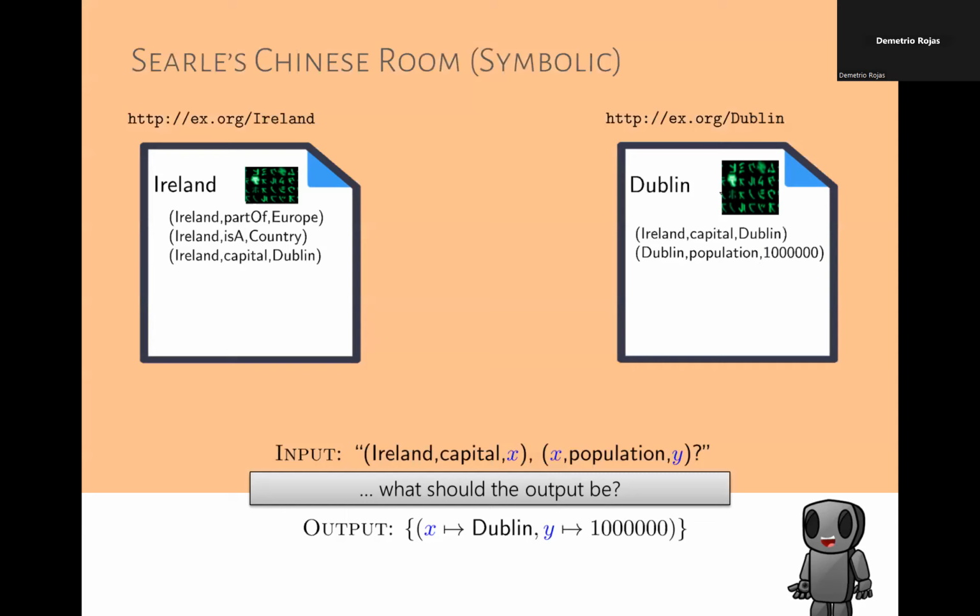So what are we doing in the human world? Well, we have our three triples here: Ireland part of Europe, Ireland capital Dublin, Dublin population 1 million. And our question is Ireland capital X, X population Y. So we're asking what is the population of the capital of Ireland. Our result comes back, X is Dublin, the capital, and Y is 1 million.